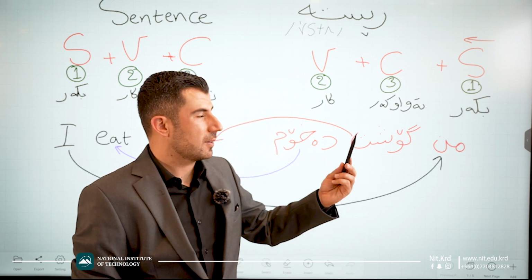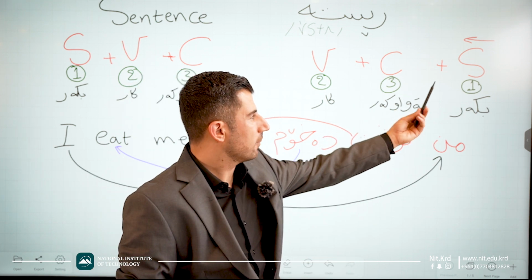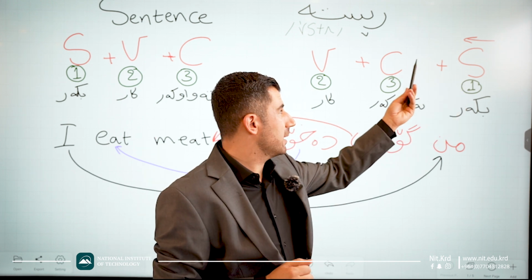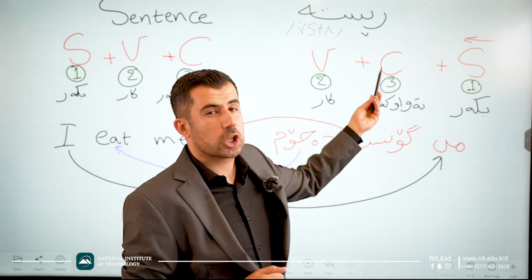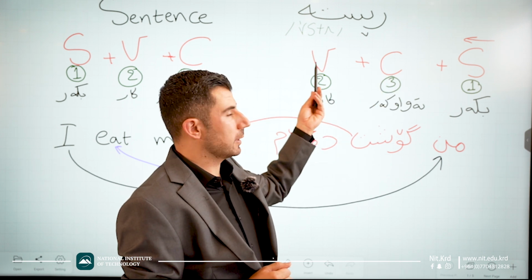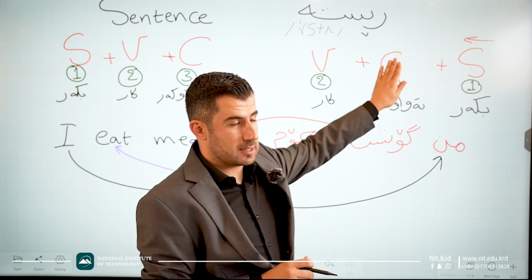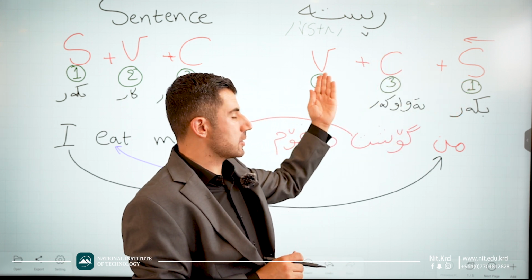But in Kurdish, we have somehow different style. The first one that comes first is subject, okay, like English. But the next one is complement. And the last one is verb. If we do not have a complement in the sentence, it's okay to have subject plus verb.